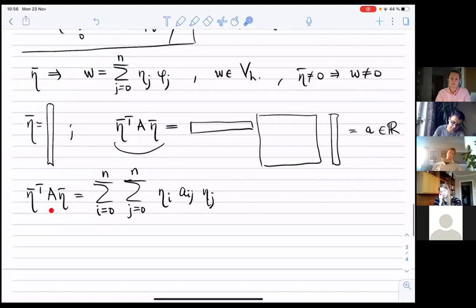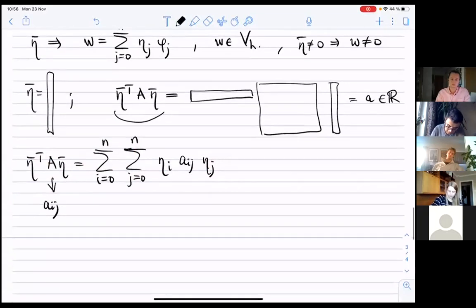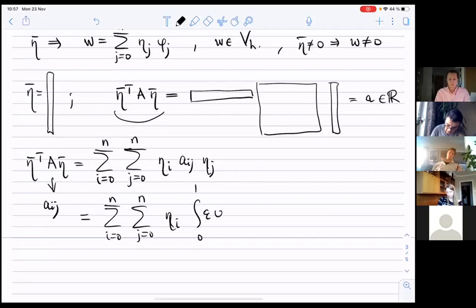So the elements of this matrix, of course, we call it Aij. And this vector notation is exactly this double sum. So we can work out a little bit. We write what is Aij. So here we have sum of i equal to 0 to n, sum of j equal to 0 to n, here we have eta i, and Iij is the integral from 0 to 1 of epsilon phi j prime phi i prime dx.